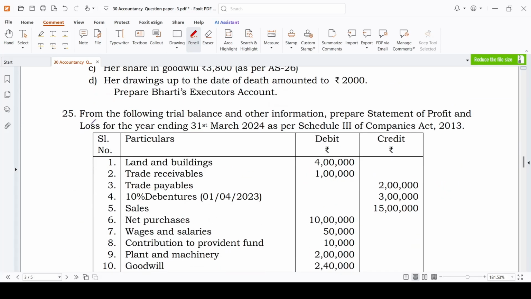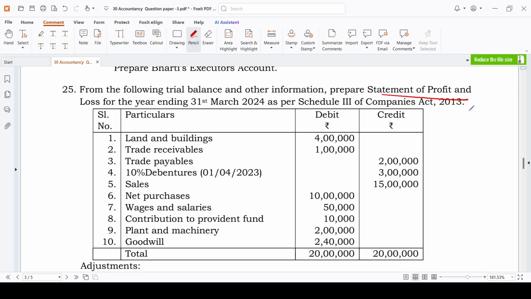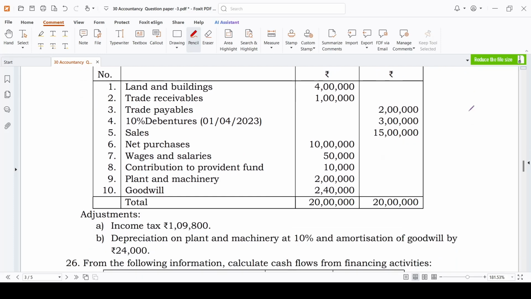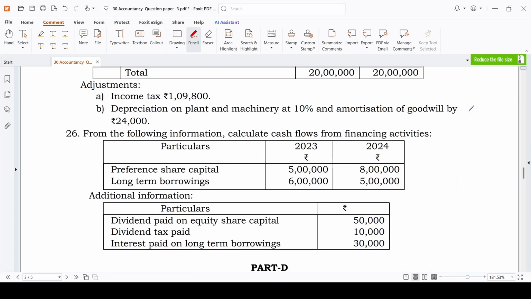Next you have statement of profit and loss. In the first paper, statement of P&L they have asked, second paper balance sheet, third paper again profit and loss. Next, cash flow, don't worry about the cash flow, just leave it.